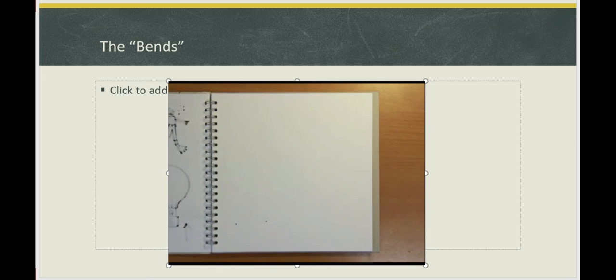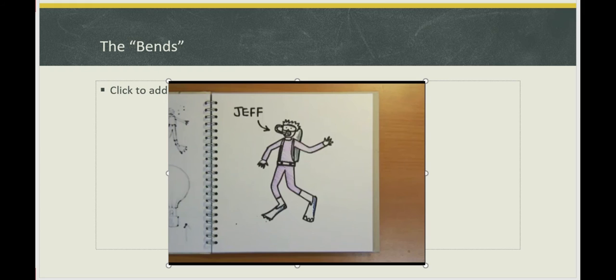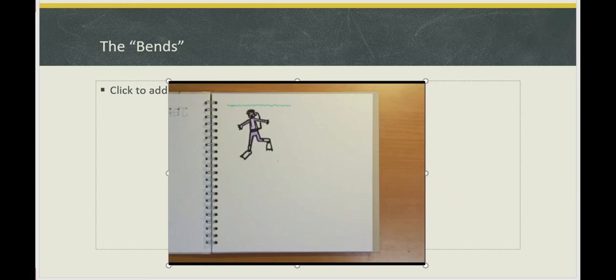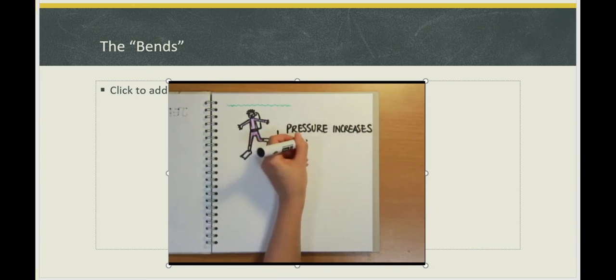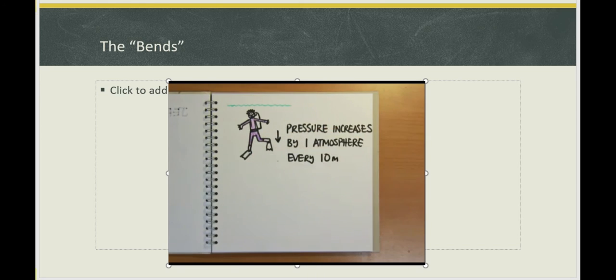So to look at what's actually going on, let's meet Jeff, a scuba diver. When Jeff dives, he takes a tank of pressurized air with him to breathe. As he descends, the pressure of the water above him on his body increases by 1 atmosphere for every 10 meters he goes down, on top of the 1 atmosphere of pressure already present at the surface. So 10 meters down, there's double the normal pressure on his body.